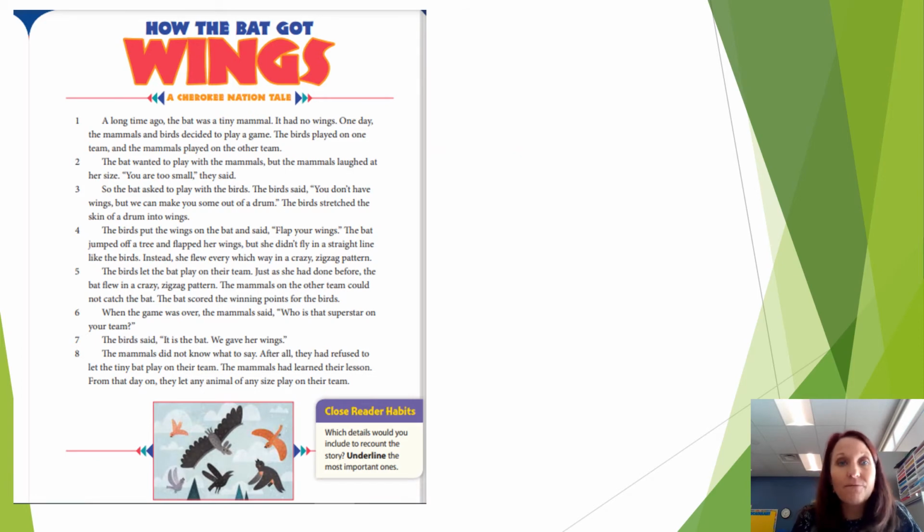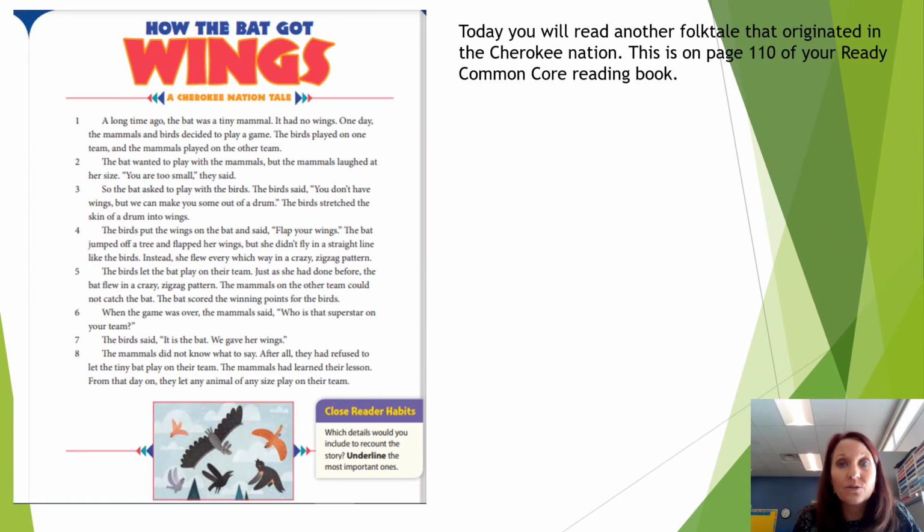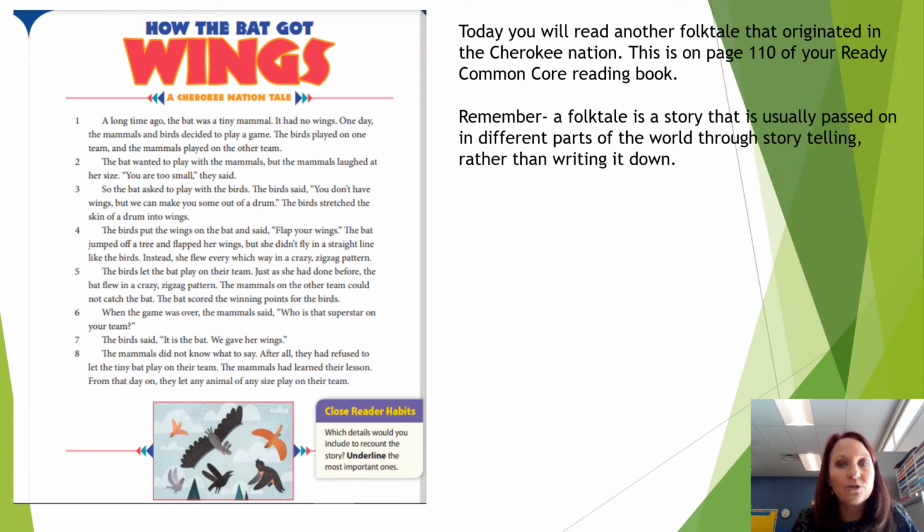So your assignment for today is to read this story, which happens to be another folk tale. And this particular folk tale originated from the Cherokee Nation. Remember, a folk tale is a story that is usually passed on from different parts of the world through storytelling rather than writing it down. Now, we have this in writing because at some point somebody remembered the story and they chose to write it down. But usually they originate or they start by just being a story that people told to each other.